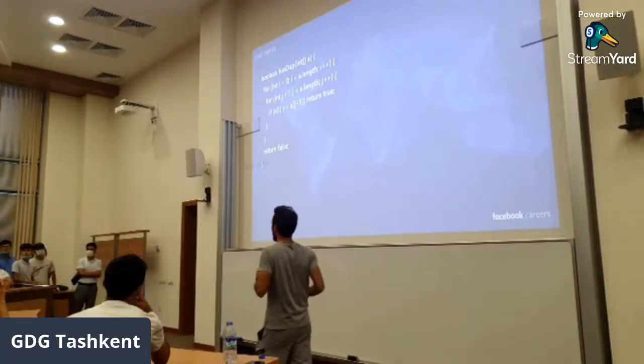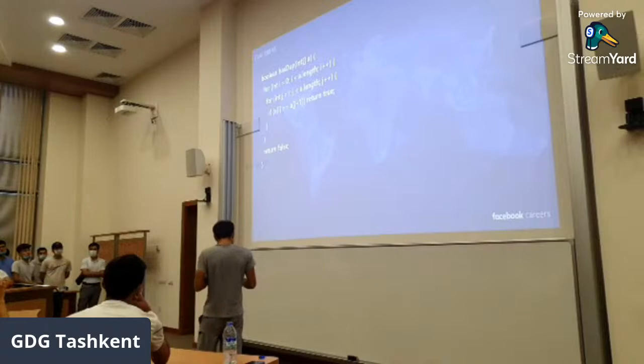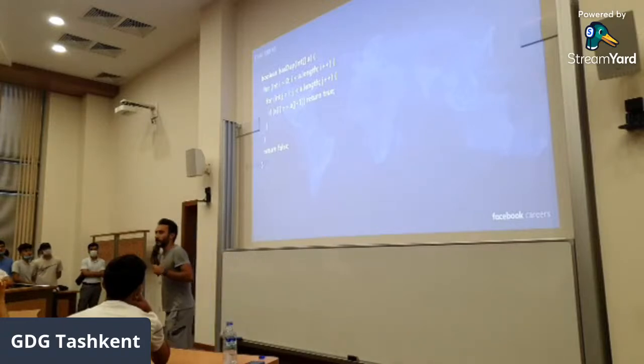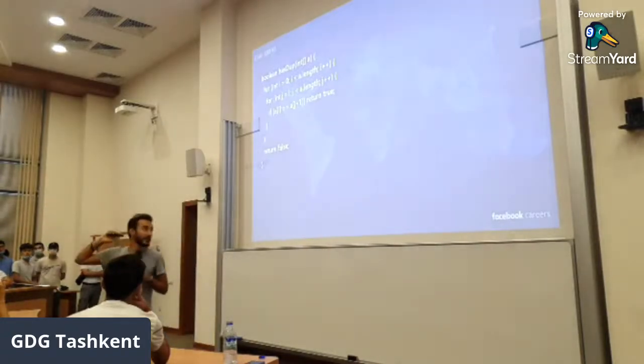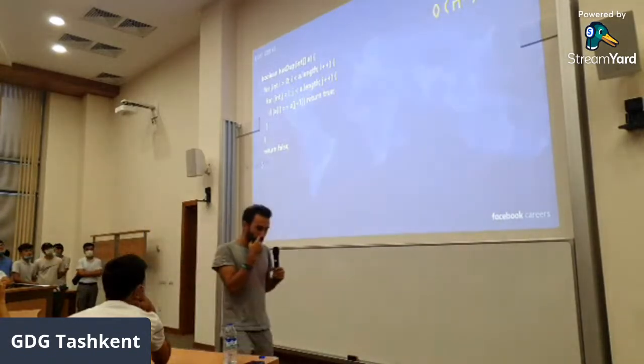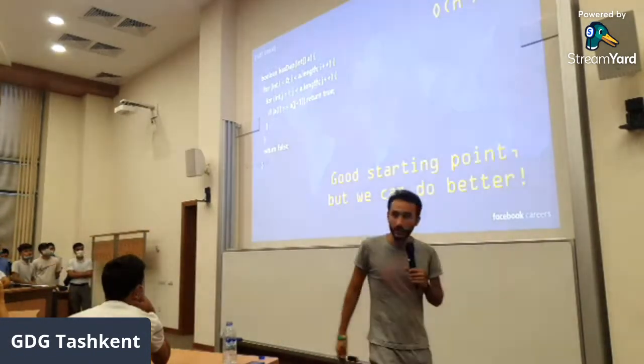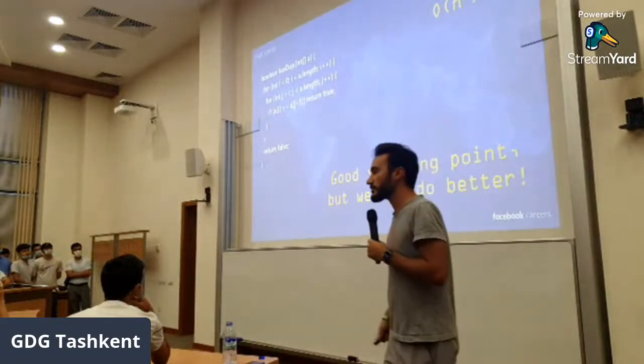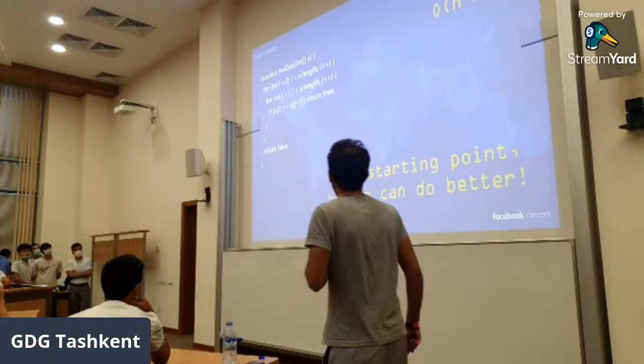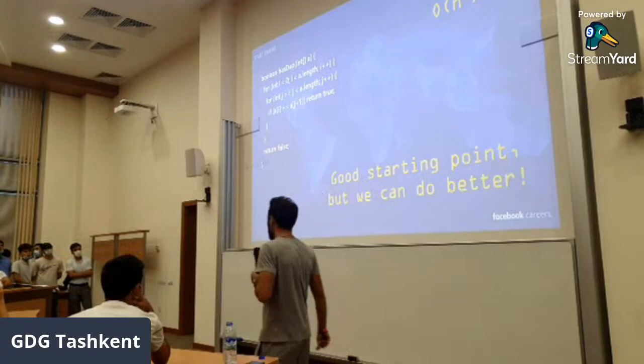Hold on one second. So, what is the complexity of this one? Yeah, this is n squared, which is not great. I mean, it's good. This is a good starting point in terms of our approach. But can we do better?